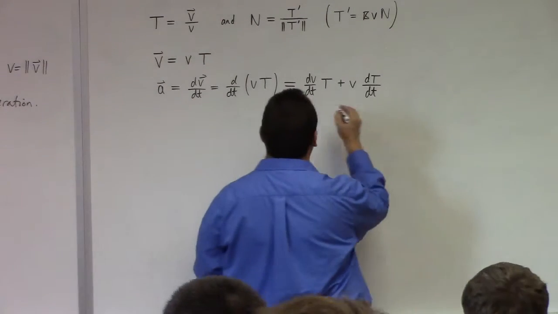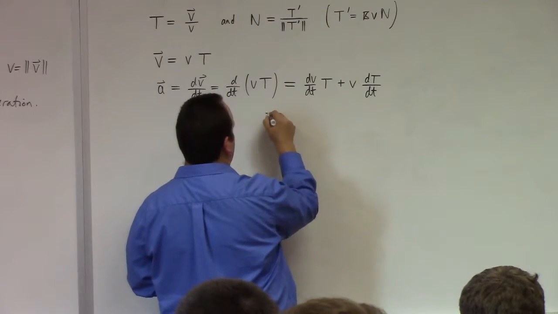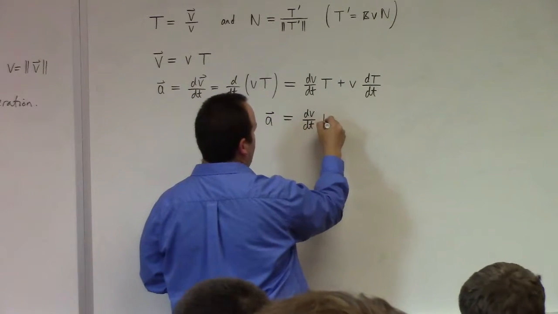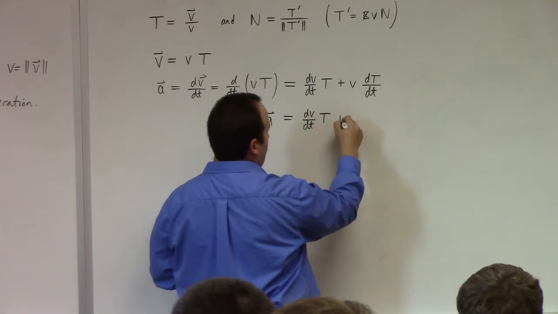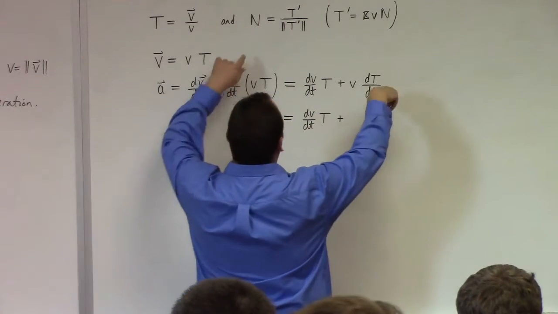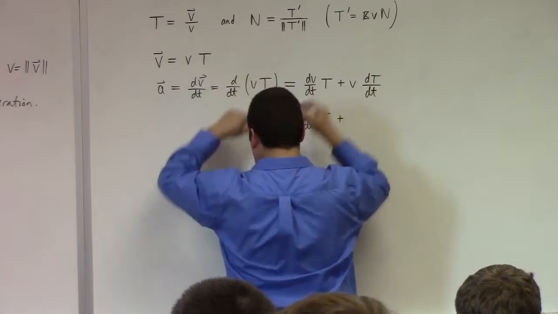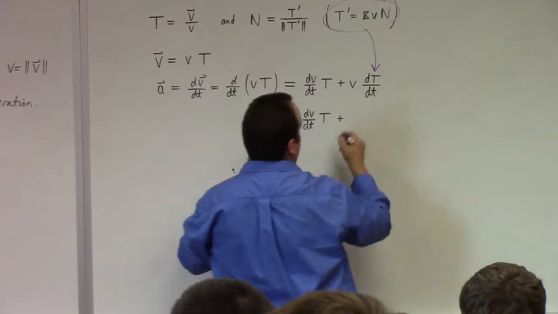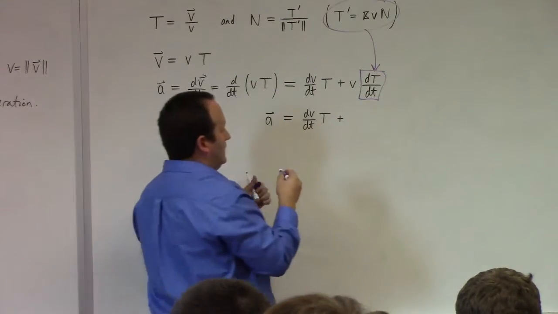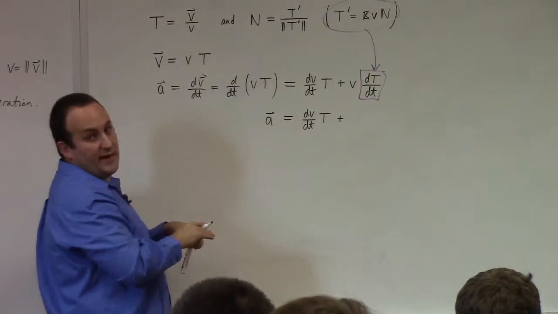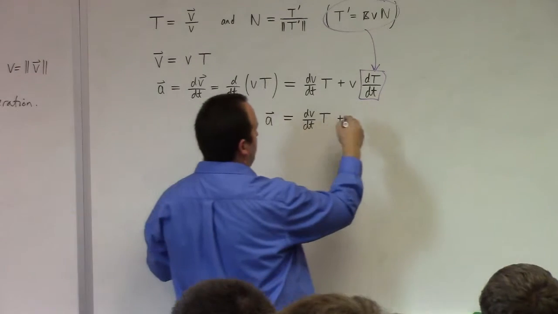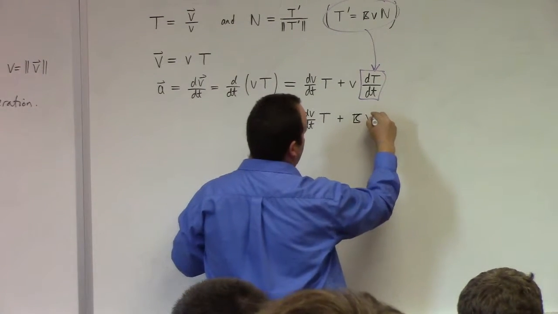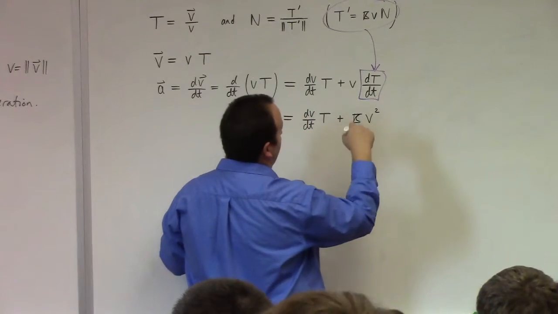So what is this? We have the acceleration is equal to the change in the speed with respect to time times the unit tangent plus what? dT/dt, remember, is what? See right here? So I can replace dT/dt with kappa n, the curvature. I've got a v times v, I get a v squared, and n.